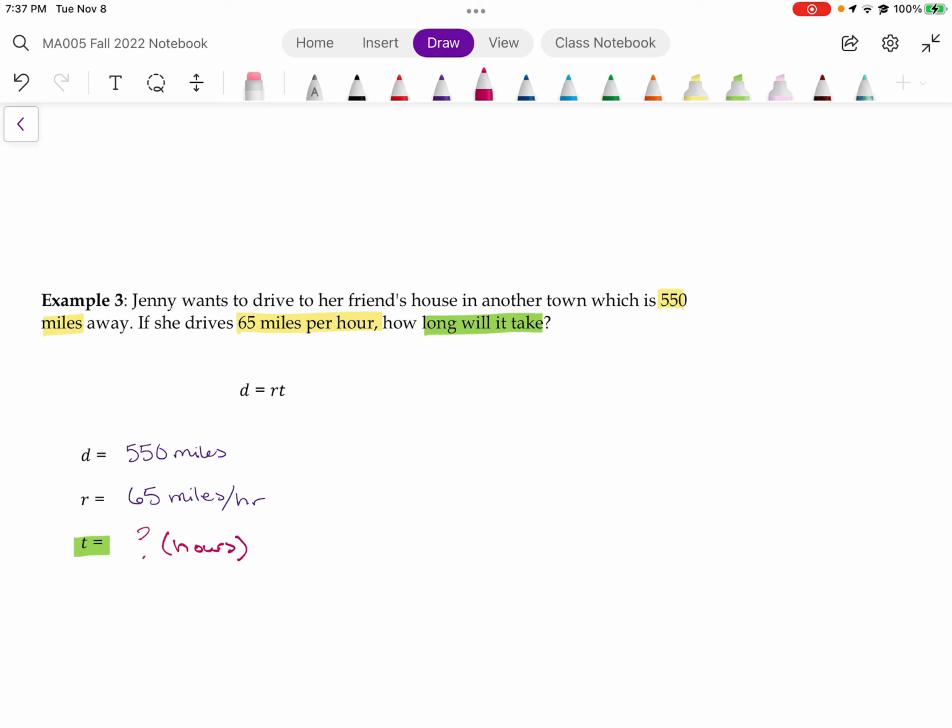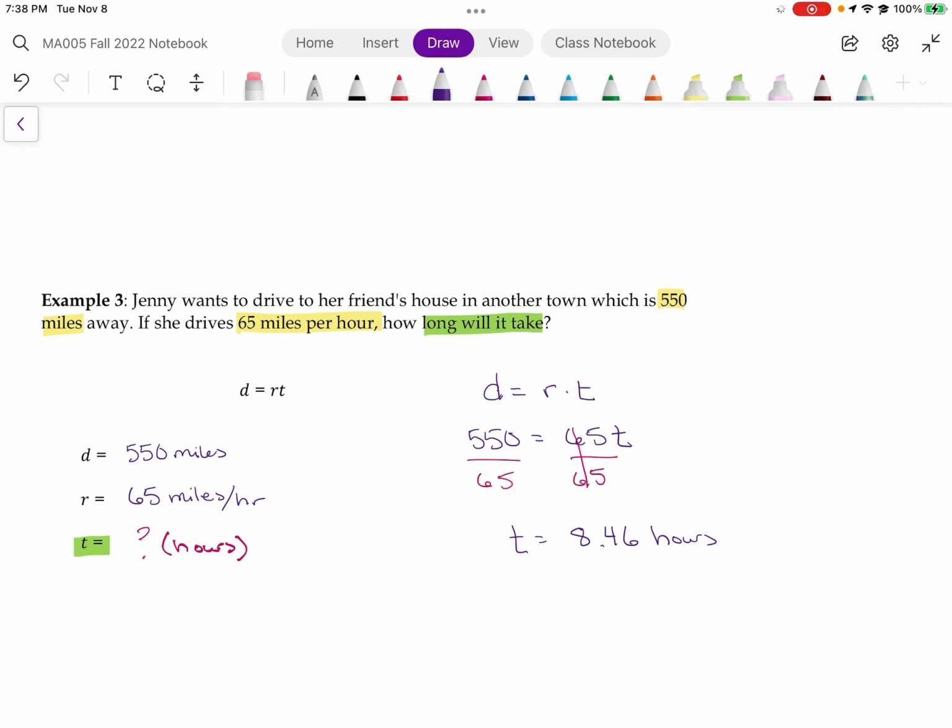All right, so let's look at how we would solve this. We've got D equals R times T. We're given D is 550, so you can look over at what you've got on the left, and the rate is 65, and the T is unknown. So we're going to have to rearrange by solving for T by dividing both sides by 65. And when we do that, we are going to find that T equals 550 divided by 65 is 8.46. 8.46 what? 8.46 hours.